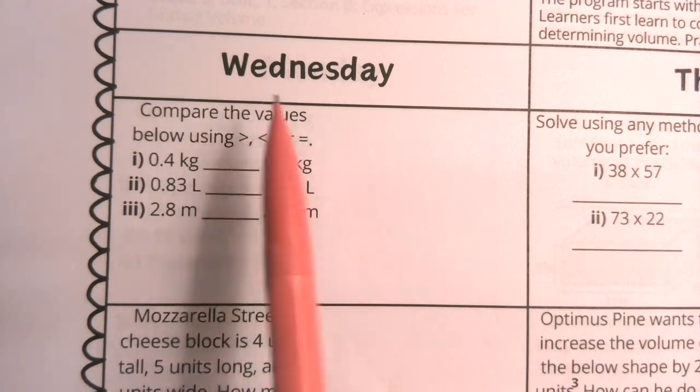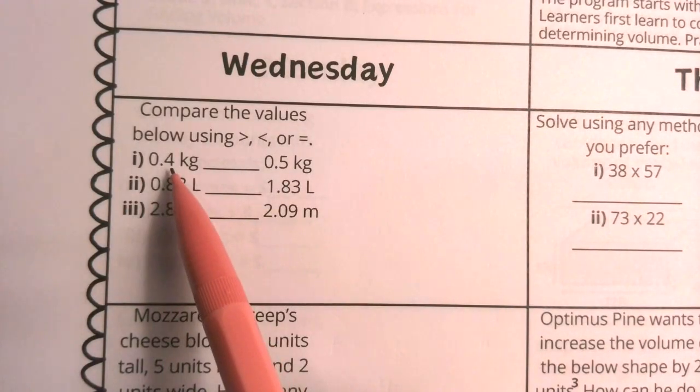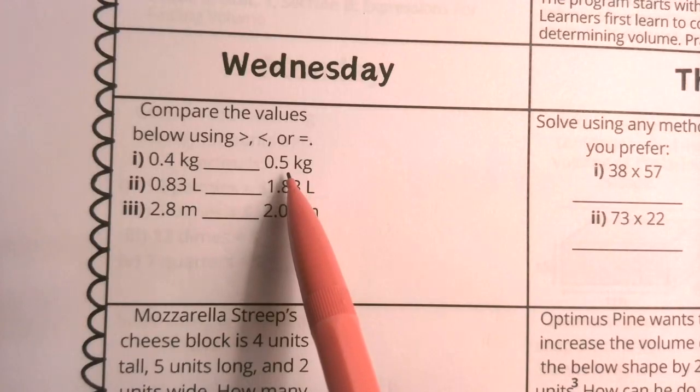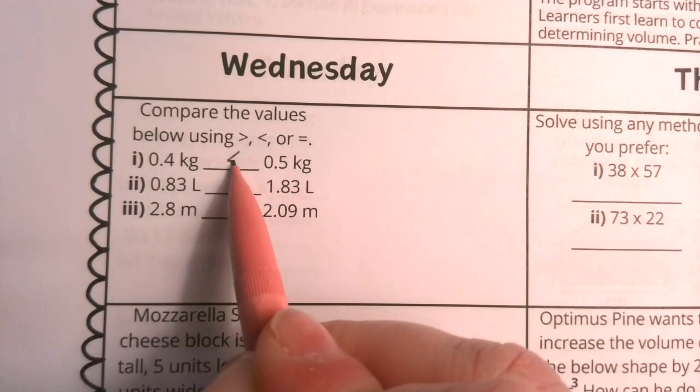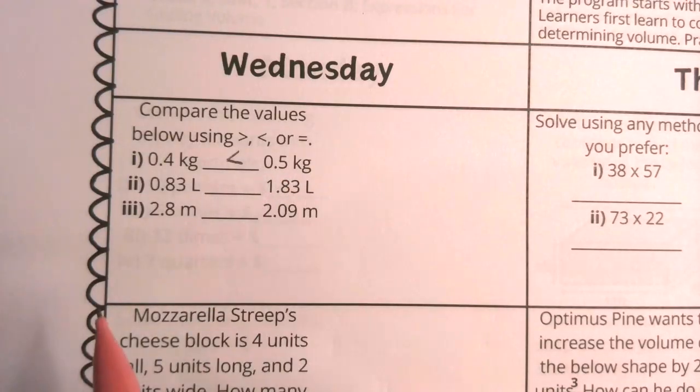Good morning, mathematicians. We're looking at Wednesday, and we're going to begin with some comparisons. Here we have 4/10. Here we have 5/10. So we know that 4/10 of a kilogram is less than 5/10 of a kilogram.